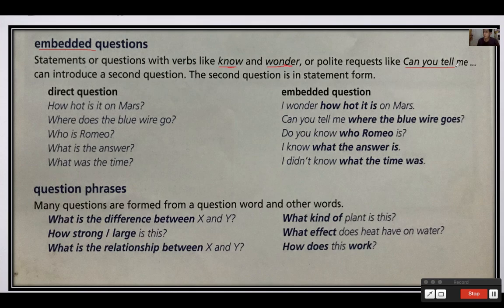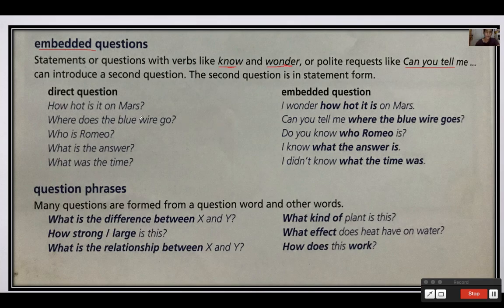But if you want to make an embedded question, you must use, can you tell me the name of that girl? In this case, how hot is it on Mars? Hmm, I wonder. I wonder is, yo me pregunto, I wonder how hot it is on Mars. That is an embedded question because you are making a statement, using words like know, wonder, or can you tell me?